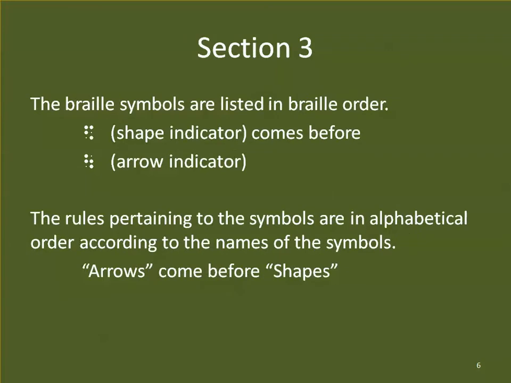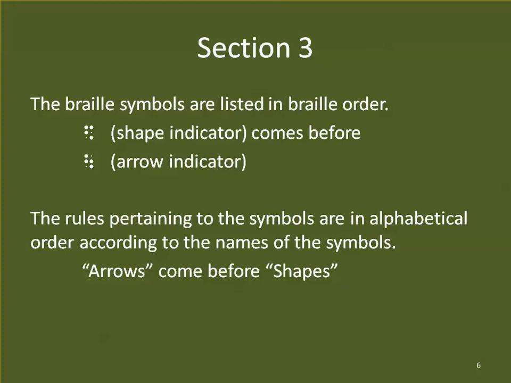So in section 3, we have the Braille symbols listed in Braille order. So in the list that's in section 3, for instance, the shape indicator with dots 1, 2, 4, 6 is going to come before the arrow indicator, which is dots 1, 2, 5, 6. But the rules themselves, the explanation of those symbols, is in alphabetical order, according to the names of the symbols. So in that case, it's flipped. Arrows discussion is going to come before the discussion on shapes.